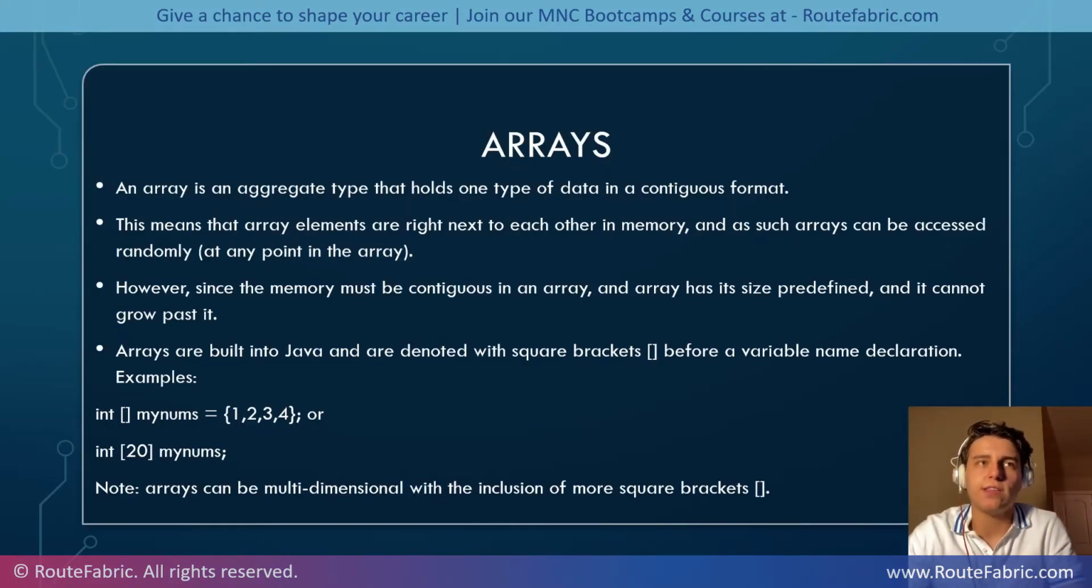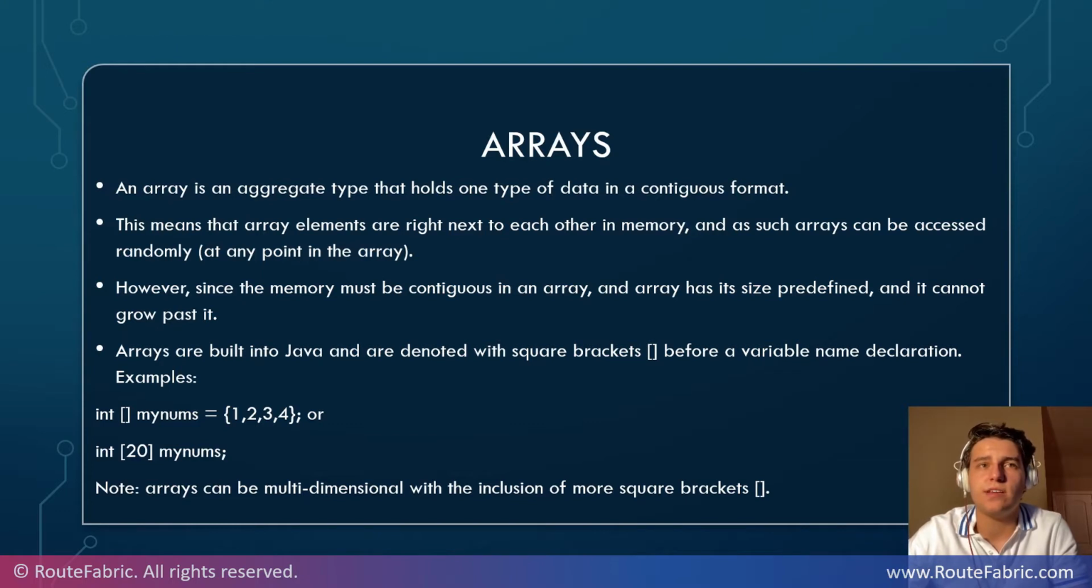All right, so arrays. So arrays are one of the most basic aggregate data types that you'll see. And basically an array is an aggregate type that holds only one type of data. So you can't hold different types of data, like you can't hold integers and strings, anything like that. It's one type of data, and it holds it in a contiguous format. So basically what that means when I say contiguous format, that means that the array elements are right next to each other in memory. So I've mentioned this before, but we don't really get access to memory in Java. We don't get direct access to the memory.